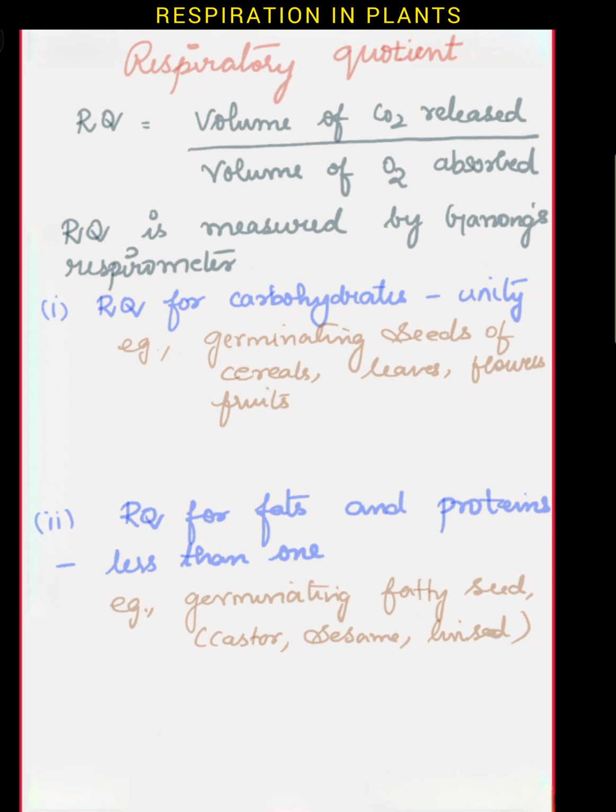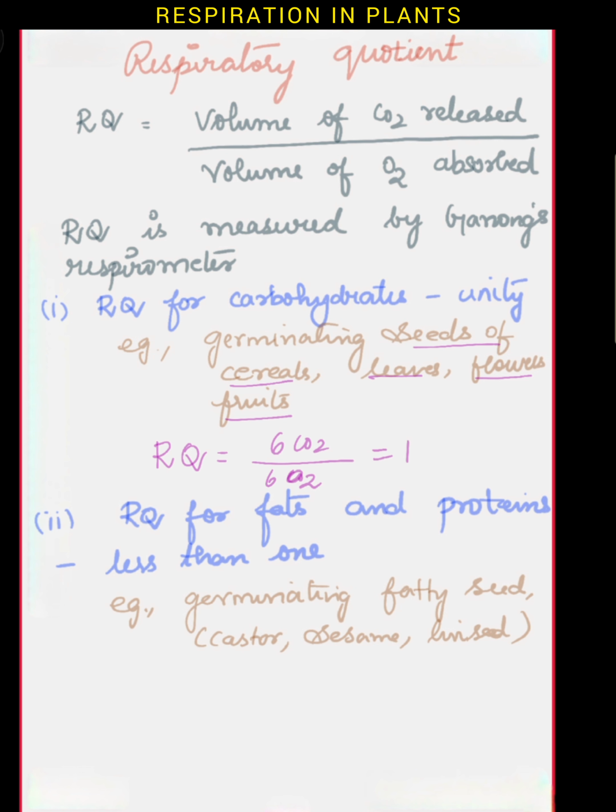RQ for carbohydrates is always unity. Examples are germinating seeds of cereals, and then leaves, flowers, and fruits. So here the RQ value is 1, meaning an equal amount of carbon dioxide is released and O2 is absorbed. So that is equal to 1.